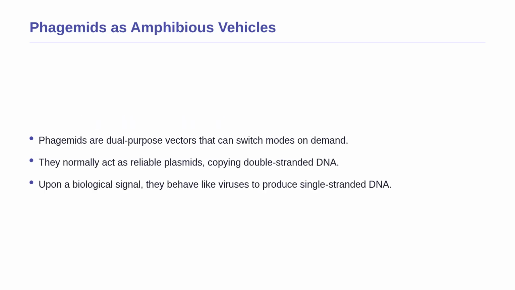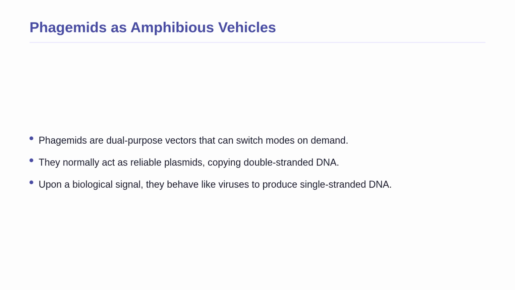We've seen trucks and cargo ships, but what if we need a vehicle that can change its behavior on demand? Enter the Phagemid, the amphibious vehicle of cloning. Imagine a car that transforms into a boat at the push of a button.